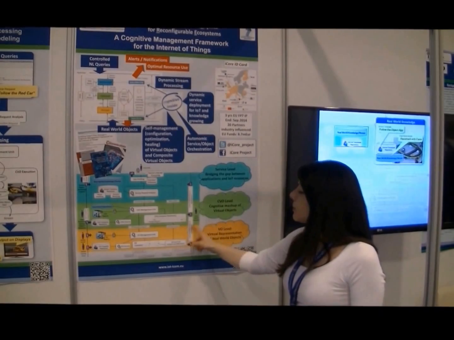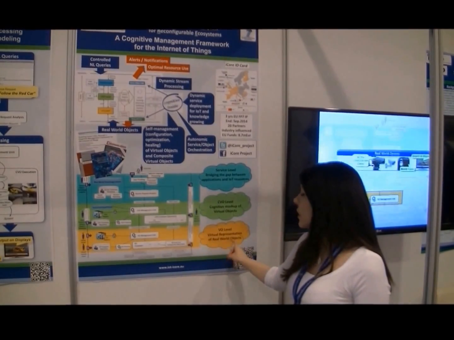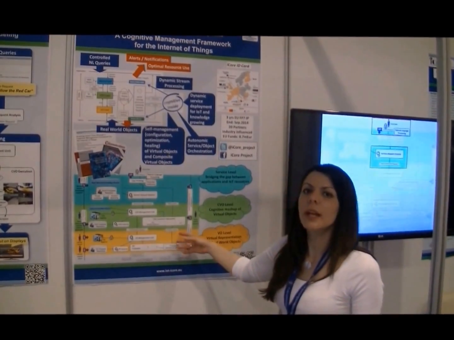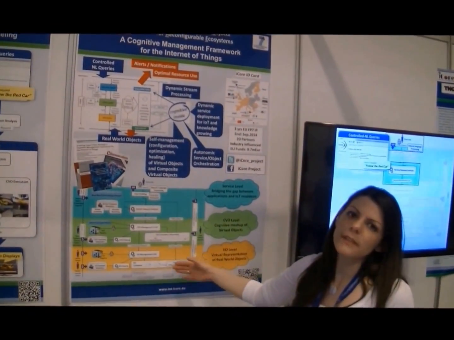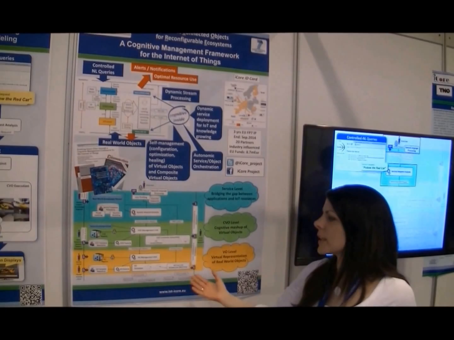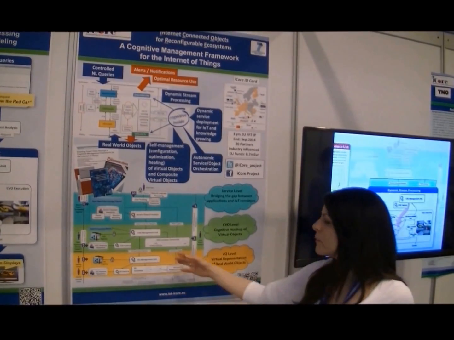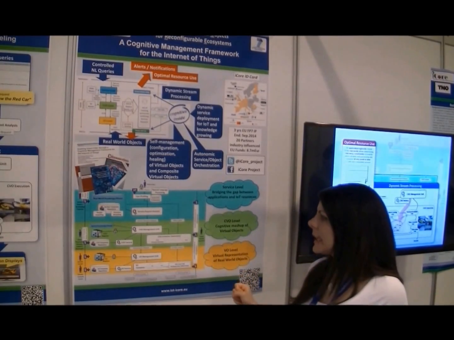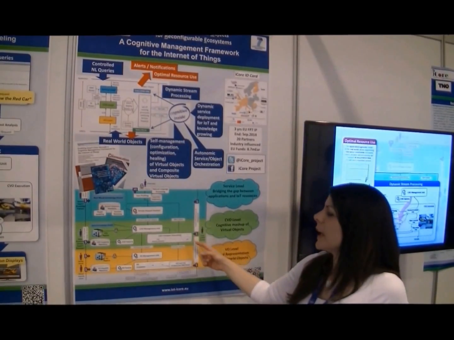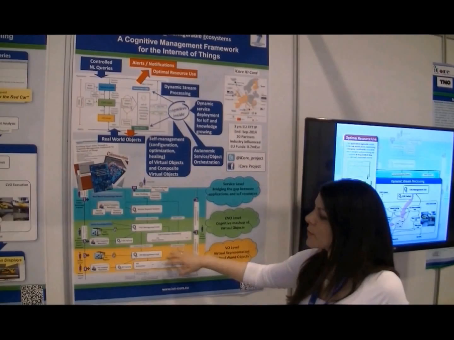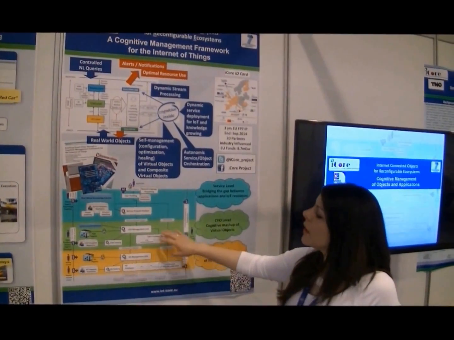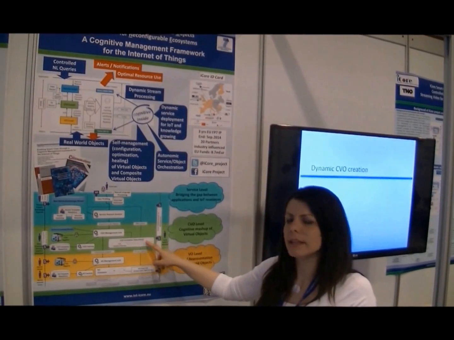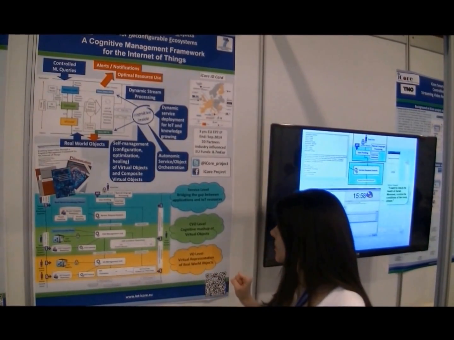So at the bottom level we have the so-called virtual object level, where we have virtual representations of real-world objects. Real-world objects can be devices such as sensors and actuators, but also any object that has a virtual identity. The next level is the composite virtual object level, where we have combinations, mashups of different virtual objects, in addition with some service logic that adds additional intelligence to the virtual objects.